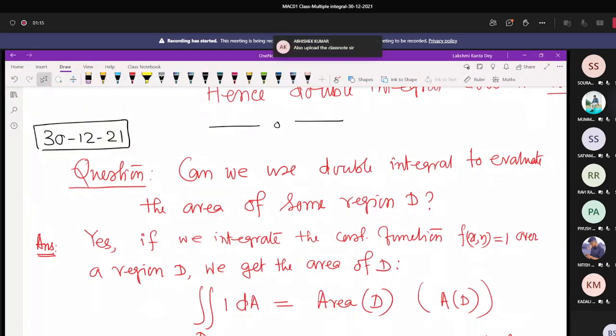I will start with one question. Basically, this question was asked by some of the students. Can we use double integral to evaluate the area of some region? Answer is yes. If we integrate the constant function f(x,y) equal to 1 over a region D, then we get the area. How? We all know, by double integration, what the geometrical interpretation is.